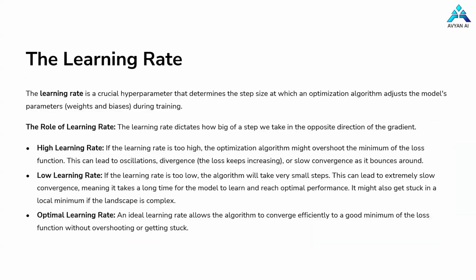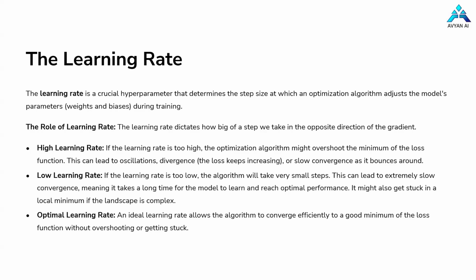So the learning rate tries to optimize that loss. That is the whole use of learning rate. But if you give a higher learning rate, it might overshoot the minimum of the loss function. If you give a low learning rate, it might take a lot of time to come to that optimal point. So that is the learning rate.